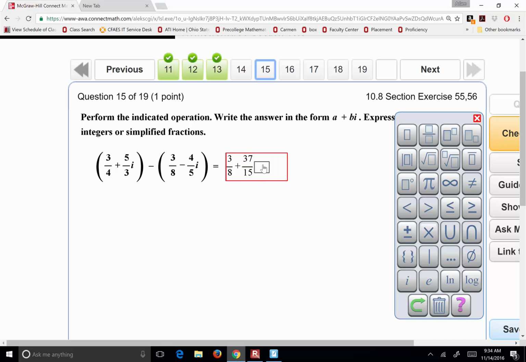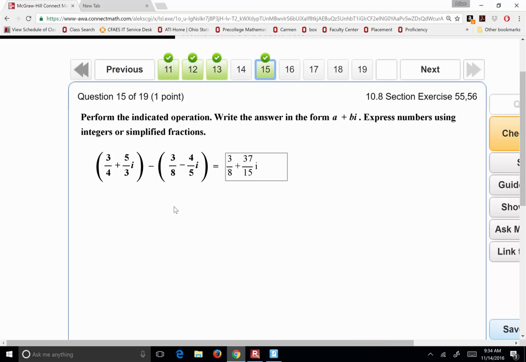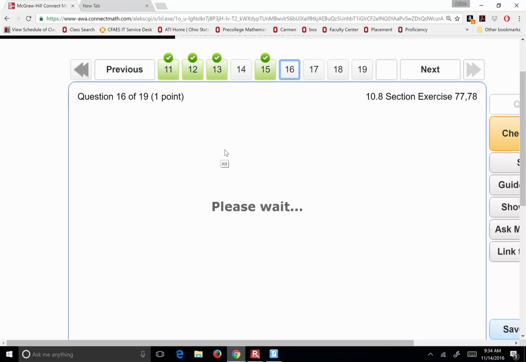And then go to the right and just put the letter i. Right? Any questions? Okay.